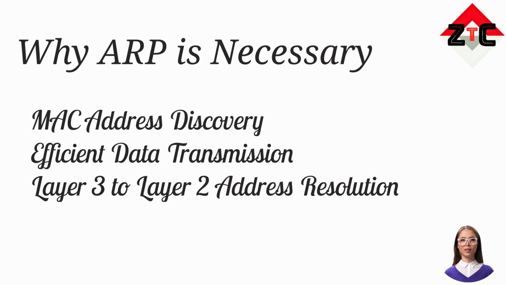Why is ARP necessary? MAC address discovery. ARP enables devices to determine the MAC addresses of other devices on the network, crucial for data link layer communication. Efficient data transmission. By obtaining the MAC address corresponding to a known IP address, ARP optimizes data transmission, eliminating the need for unnecessary broadcasts. Layer 3 to Layer 2 address resolution. ARP bridges the gap between network layer 3 and data link layer 2 addresses, ensuring seamless end-to-end communication.